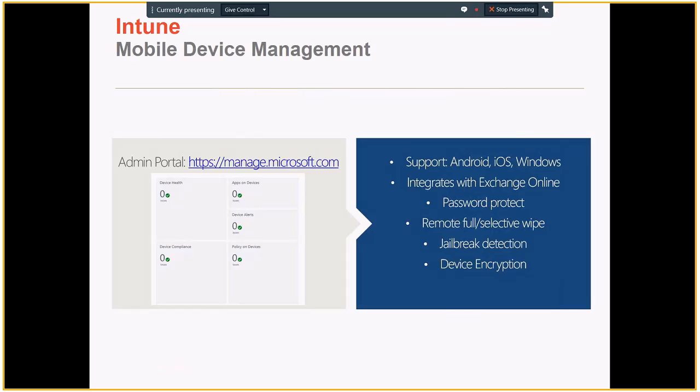Jailbreak detection is a big one. If anybody has a device they bought on eBay or something that's been jailbroken, they don't want it on their corporate network. It can block that. And device encryption: if your device supports BitLocker, it can encrypt that corporate data on your device, so somebody can't maliciously try to find out what you have in there.